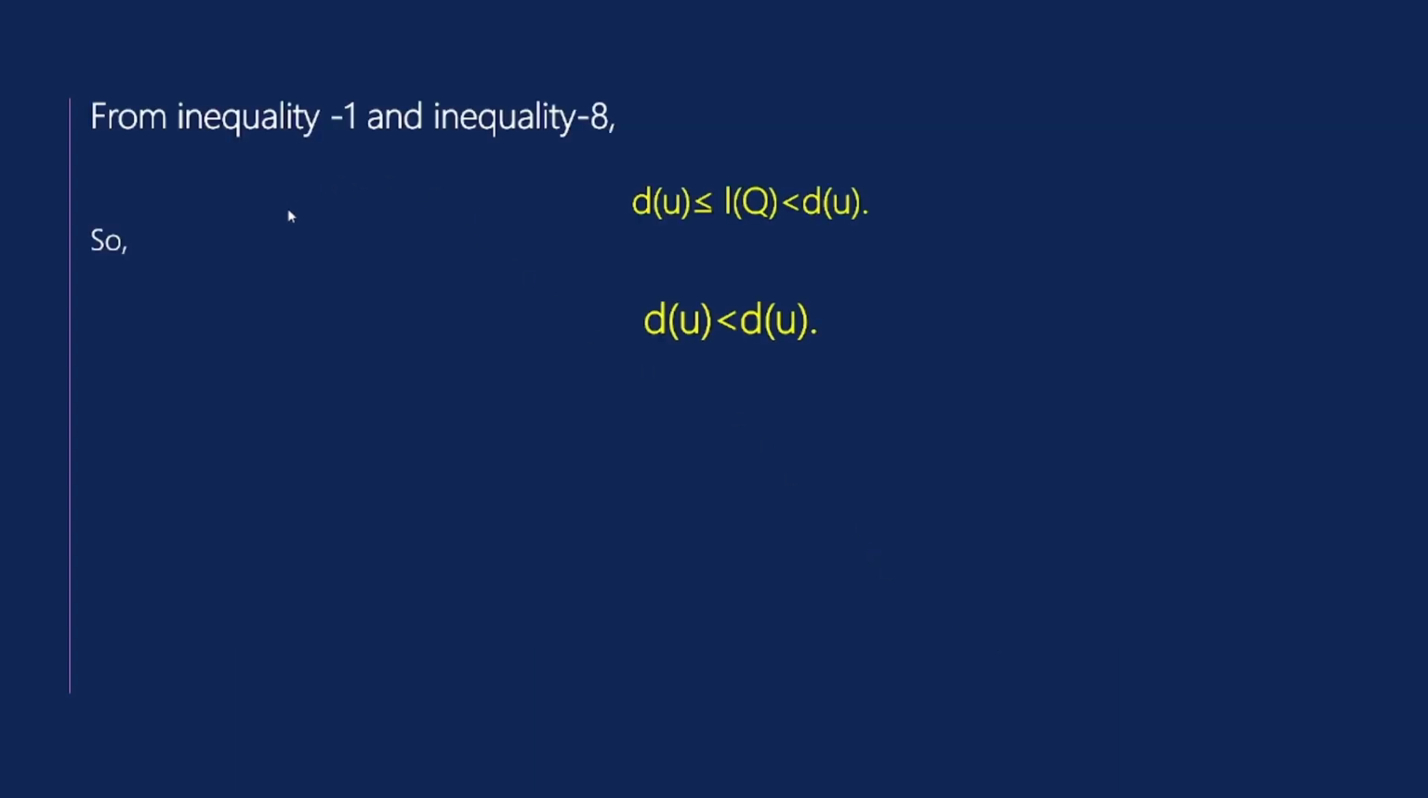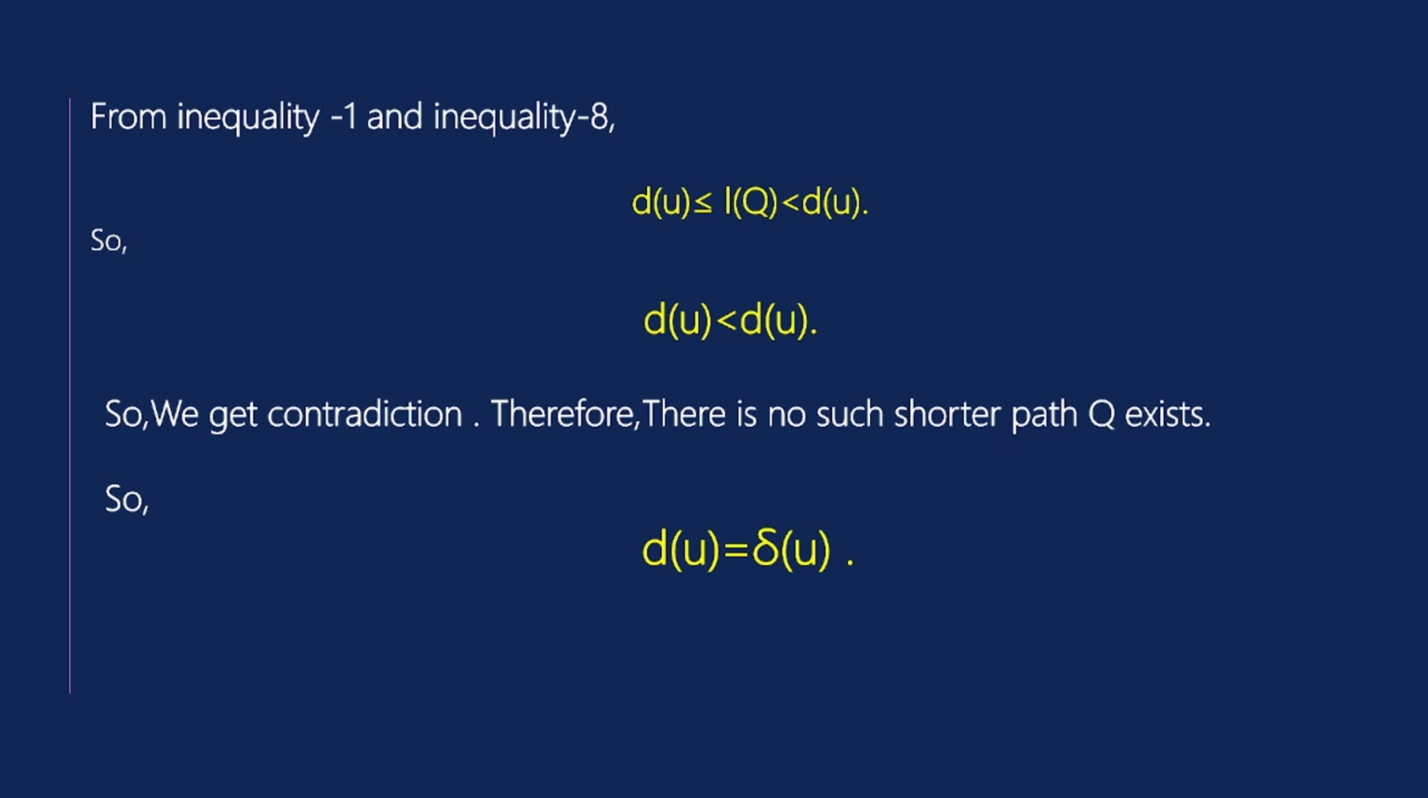From inequality 1 and inequality 8, d of u is less than or equal to the length of Q, and the length of Q is less than d of u. So d of u is less than d of u. But this is a wrong statement, so we get a contradiction. Therefore, no such shorter path Q exists. So d of u equals delta of u.